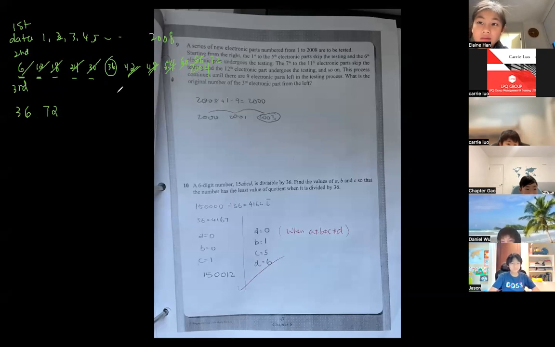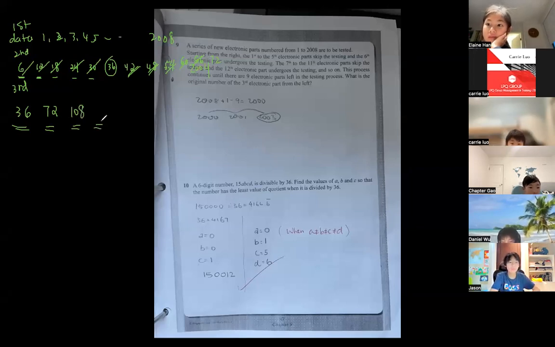Get it, everybody? So Jason, can you guess the first one 36, the second one 72? What is the third one? 108. Very good. And Oliver, can you guess what is the fourth one? 144. Very good.